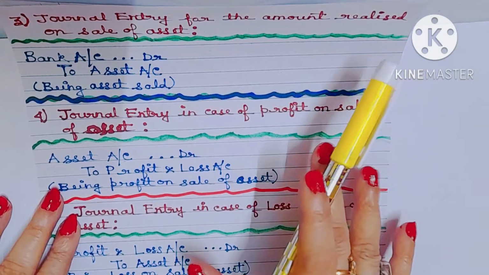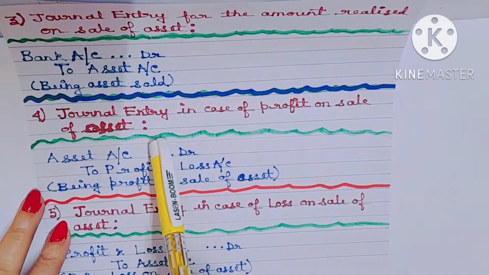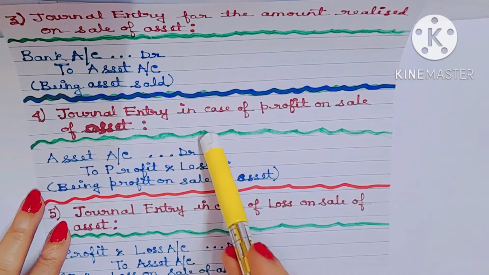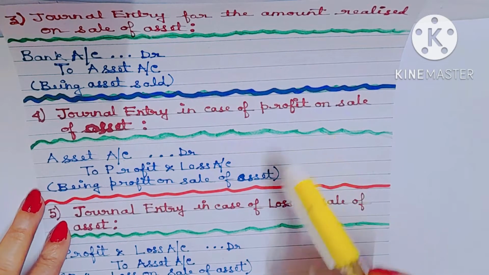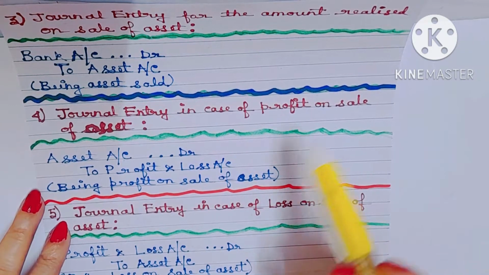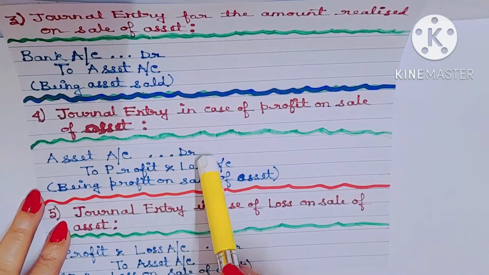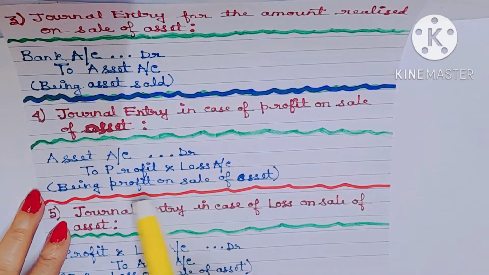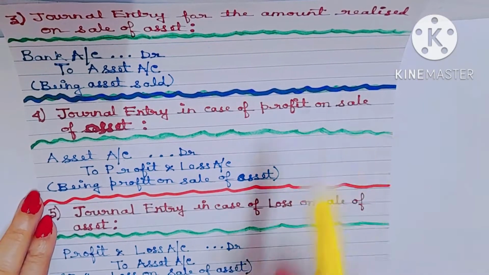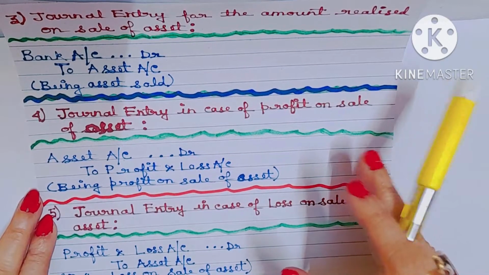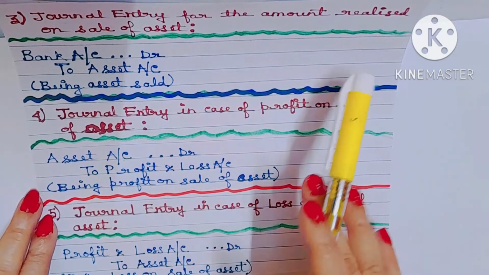Okay, understood? Number 4, journal entry in case of profit on sale of asset. If a businessman sells the asset after 3 years or 4 years or 5 years and he gets profit on sale of asset, the journal entry will be asset account debit to profit and loss account, being profit on sale of asset. If a businessman sells an asset after 3 or 4 years and gets a profit on the sale, then what will the journal entry be?